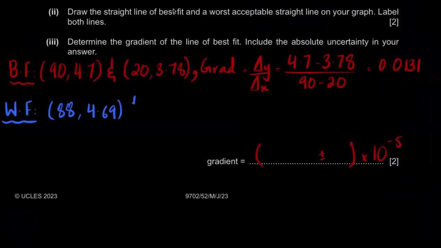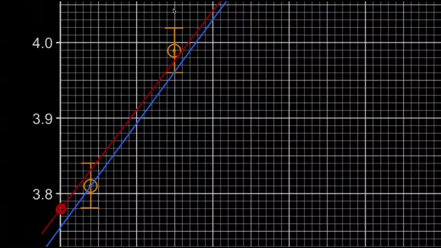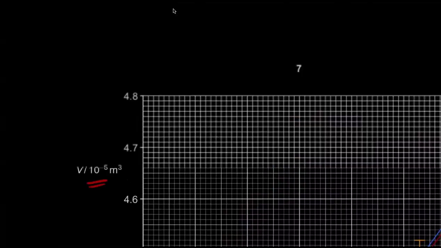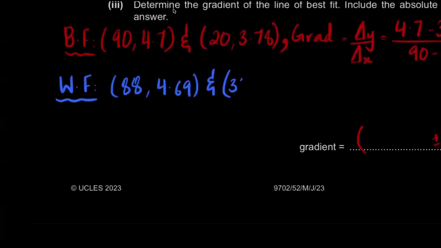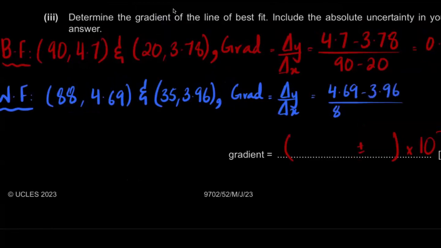And another one, again, you can take the other error bar you made the line pass through, which is this one. Right, so this is 35 and 3.96. So the gradient, again, change in y over change in x. So 4.69 minus 3.96 over 88 minus 35.